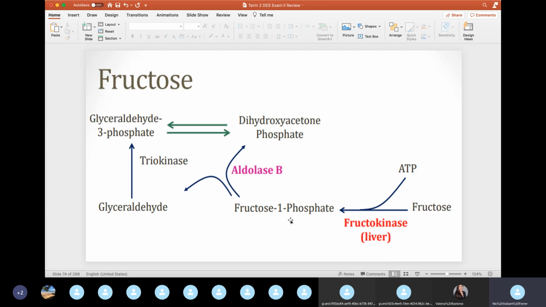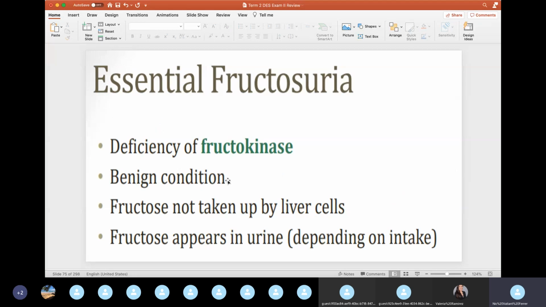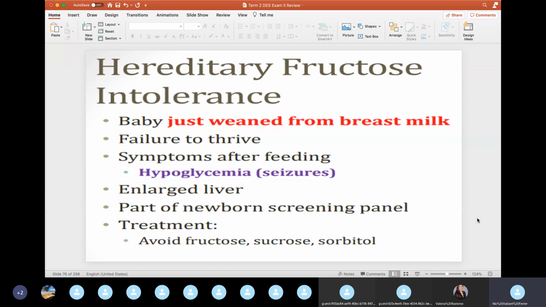Now, the high yield point here is this: fructokinase deficiency and aldolase B deficiency. Which one is kinder, fructokinase deficiency or aldolase B? Fructokinase. Anything that has worse symptoms like hepatomegaly, you can have aldolase B deficiency. So fructokinase is kinder than your aldolase B. As I've said, this is benign essential fructosuria, deficiency of fructokinase. Fructose is not taken up by liver cells, and it appears in the urine.